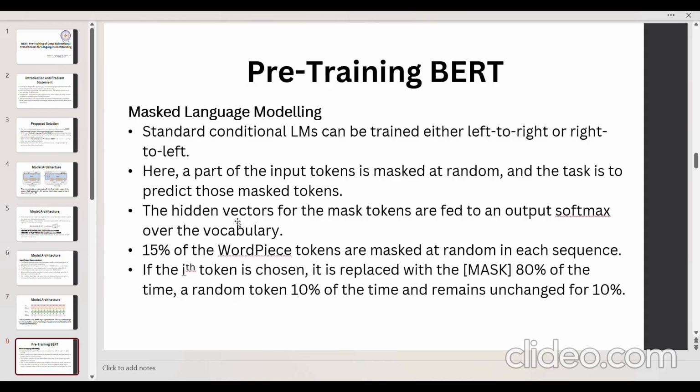Coming to the pre-training tasks in BERT, the pre-training of BERT is done using two unsupervised tasks, which are described here. The first one is masked language modeling, or MLM.